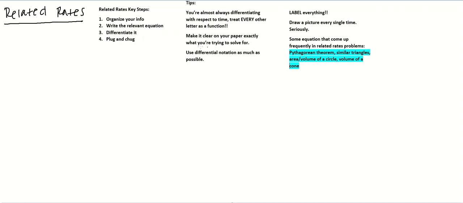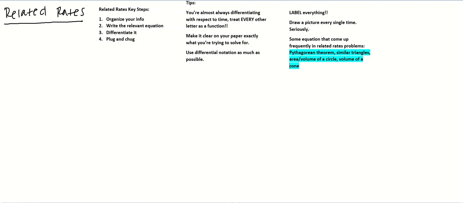Another tip is to use differential notation as much as possible. What I mean by that is the dH over dt notation, because I think that really helps remind you when you're dealing with a derivative, because that gets forgotten a lot.